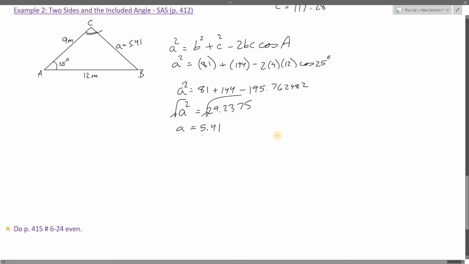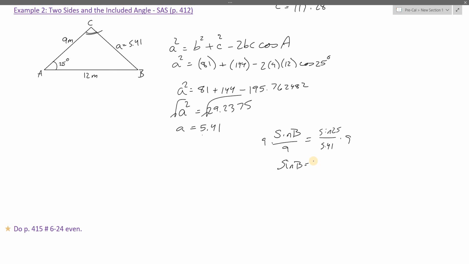And so at this point, we can say that since we're looking for angle B, sine of B over 9 is equal to, and we now have a ratio of A, so we can do sine of 25 over 5.41. We'll multiply both sides by 9, and we'll get sine B is equal to sine 25, which is 0.42, times 9, and we divide that by 5.41. Unrounded would be better.